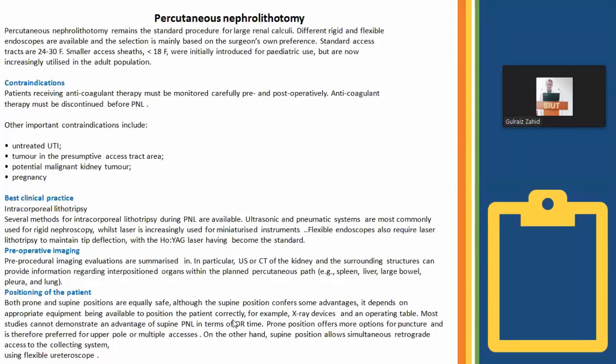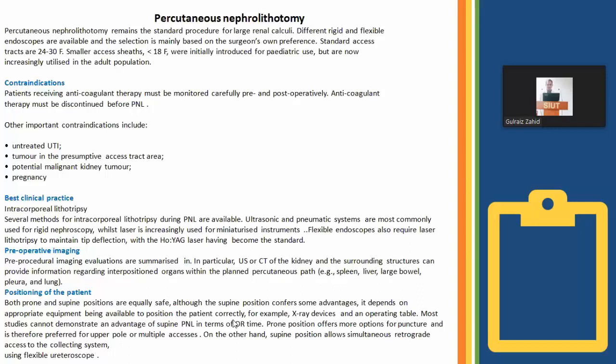Preoperative imaging. Pre-procedure imaging evaluations are summarized; in particular, ultrasound or CT of the kidney and the surrounding structures can provide information regarding interposing organs within the planned percutaneous path. For example, spleen, liver, large bowel, duodenum.